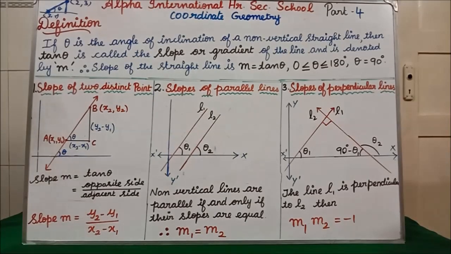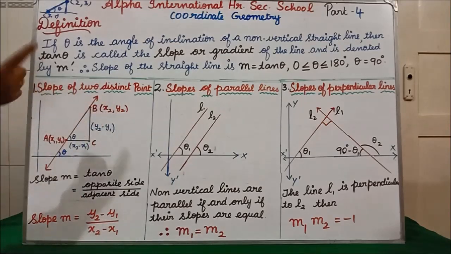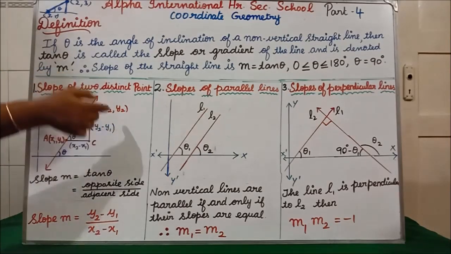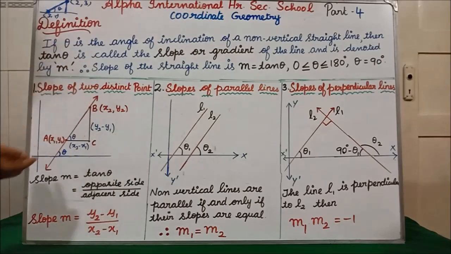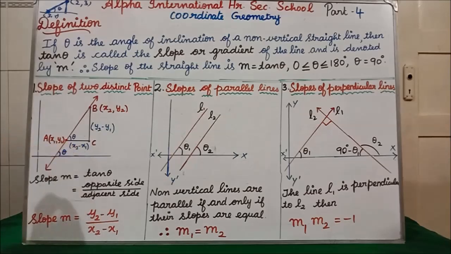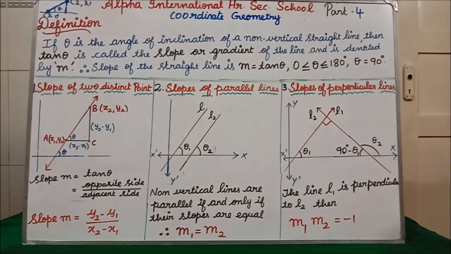Clear, all of you? Slope m means change in y coordinates divided by change in x coordinates. Change in y coordinate means, here change we can say a difference. Y coordinate means here y2, here y1. So y2 minus y1 is the y coordinate difference we are writing. Similarly in x coordinate, the difference x2 minus x1. Difference means what? Subtraction. Like that only we have got these two.